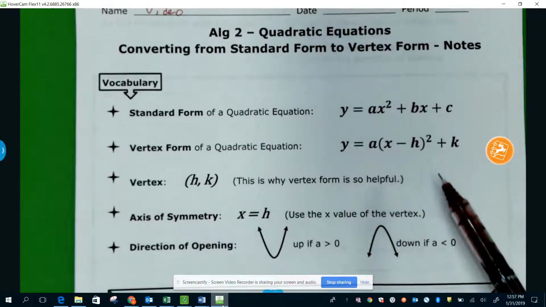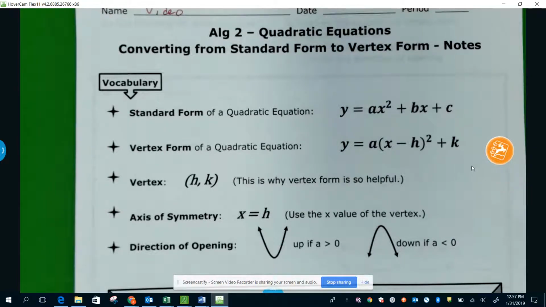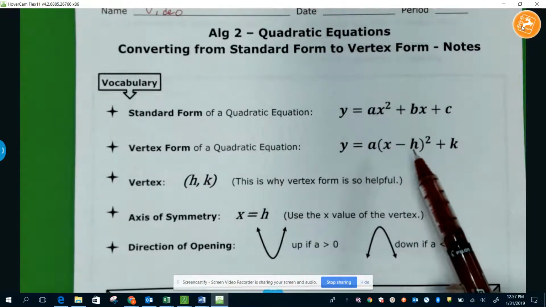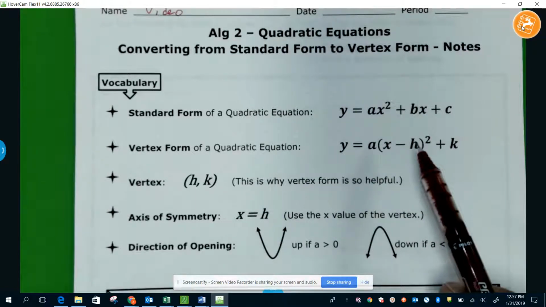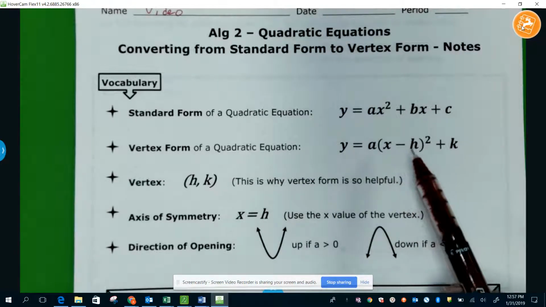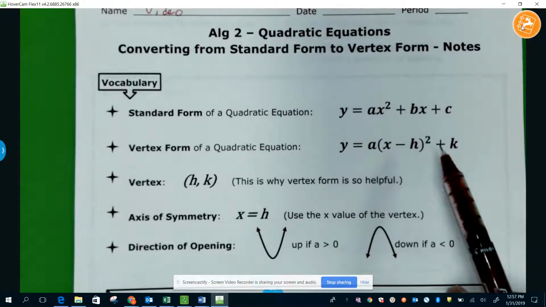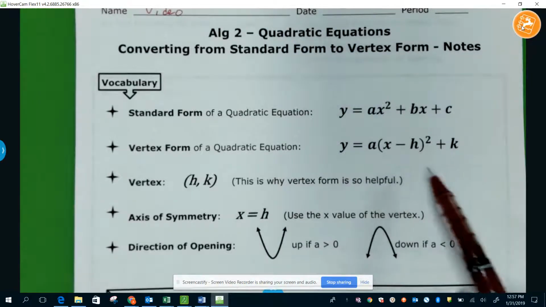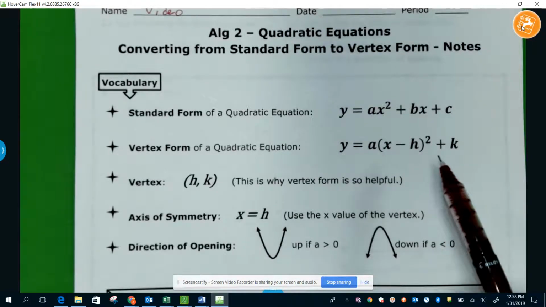Now vertex form is helpful once we start graphing because we can look at the equation and immediately tell what the vertex is. All right, so our vertex is going to be h and k, which we've seen before, the transformation stuff. The vertex h here is always opposite of what your x tells you. And then our k value is our y value of the vertex, and that always is what it says it is. It is not the opposite. The only one that's the opposite is the one inside the parenthesis with the x.